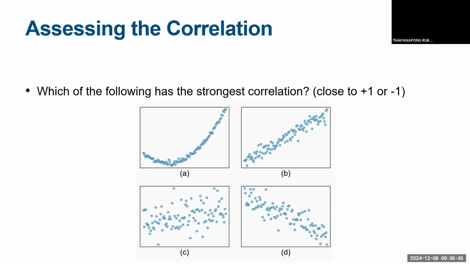So which of the following has the strongest correlation? Strongest here means it can be the most negative or most positive. What do you think would be the strongest one? Someone says B.